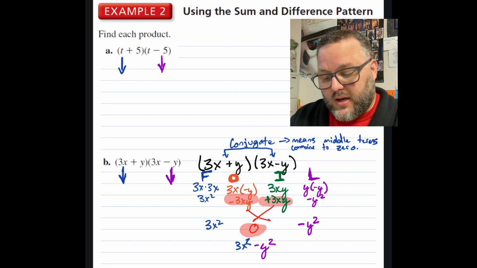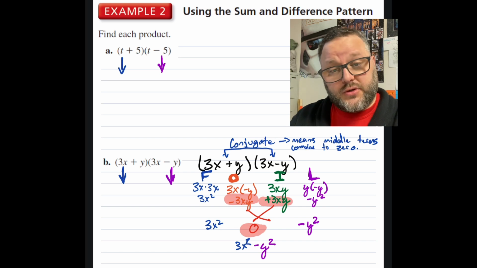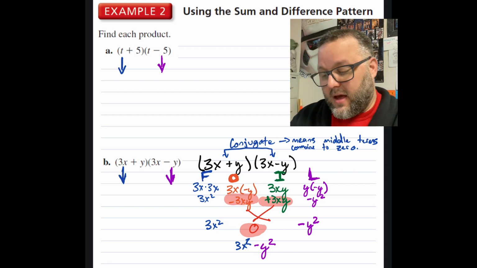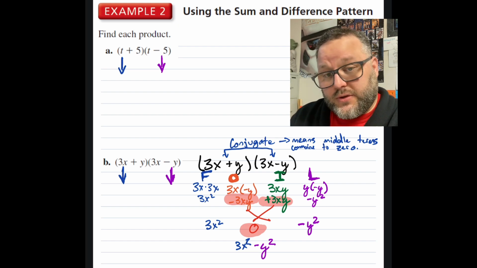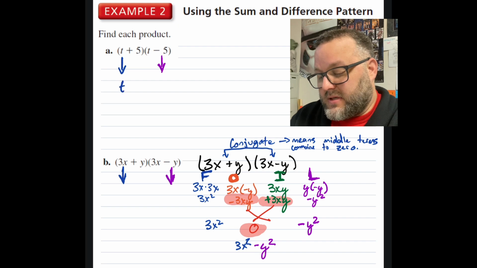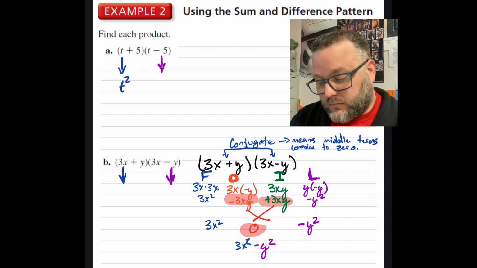And we have 3x minus y squared, and really all that is a squaring of the first term and a squaring of the last term. So if you notice, your first term and your last term for both polynomials are the same, but the operations between those terms are opposite. All you have to do is square your first term. In this case, for a, it's going to be t times t, which is t squared.